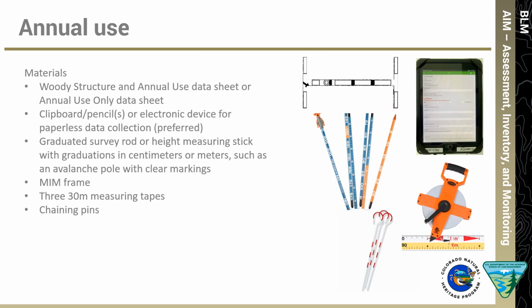The materials needed to conduct annual use sampling are the woody structure and annual use data sheet or annual use only data sheet, a clipboard and pencils or an electronic device for paperless data collection, whichever is preferred, a graduated survey rod or height measuring stick with graduations in centimeters or meters, such as an avalanche pole with clear markings, a MIM frame, which is the eye-shaped quadrat frame shown in the top middle, which is 50 centimeters long by 42 centimeters tall and typically made of half-inch PVC pipes and couplers, and 3 30-meter measuring tapes and chaining pins to secure the transects.